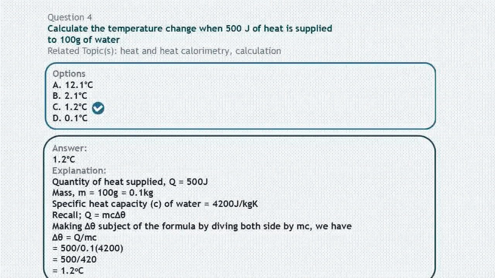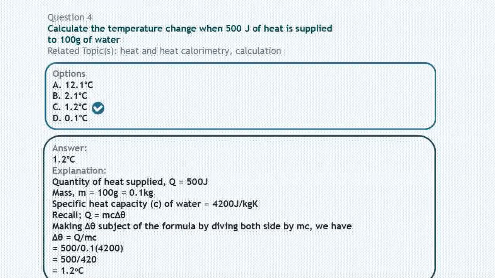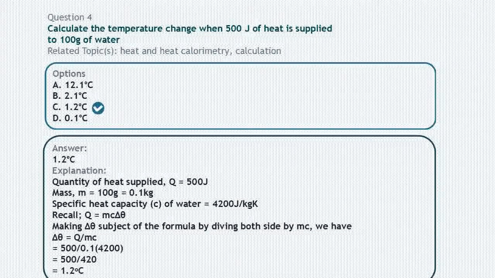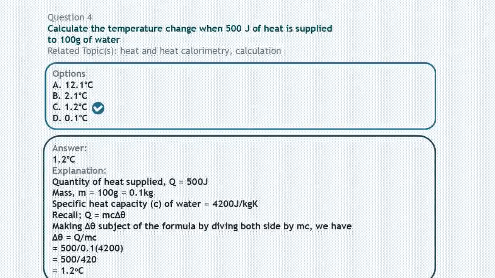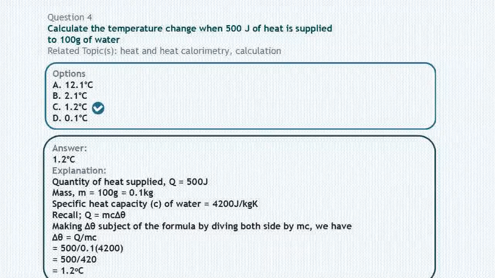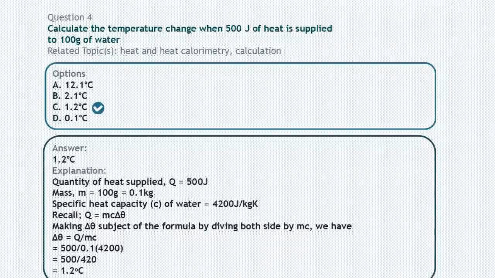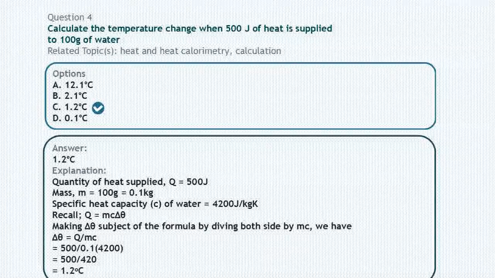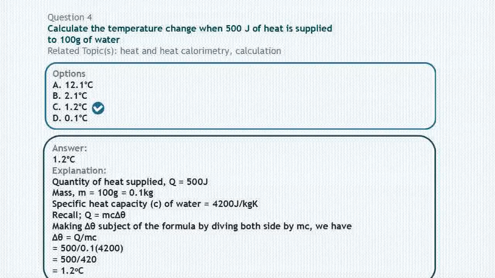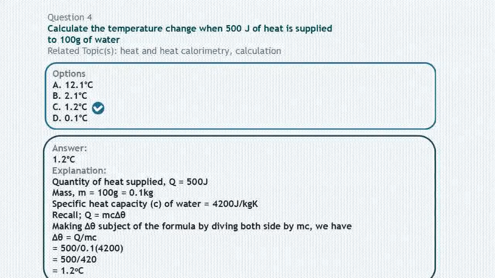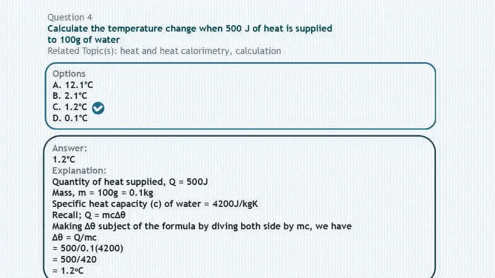Now from this formula here, we are going to make this change in temperature, which is what we are looking for, the temperature change, the subject of the formula. How do you make it the subject? We are going to divide both sides here by mc. So I'm going to have Q over mc is equal to mc delta theta over mc. So mc will cancel mc on this side. I'll have just delta theta is equal to, on this side, Q over mc.